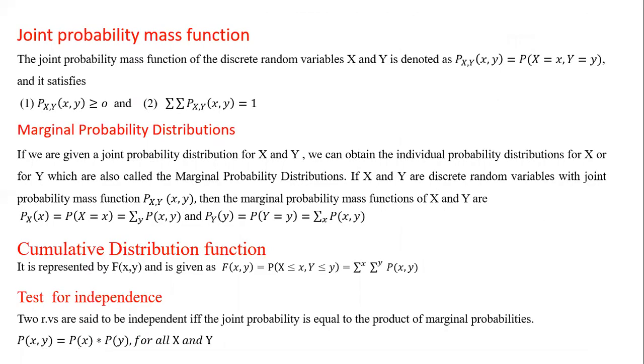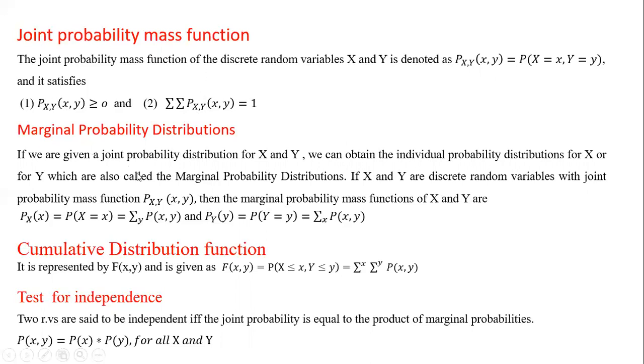The joint probability mass function of the discrete random variables X and Y, denoted by p_{X,Y}(x,y), is nothing but the probability of X equal to x and Y equal to y. It satisfies the conditions p_{X,Y}(x,y) is greater than or equal to 0, and the double summation of p_{X,Y}(x,y) equals 1. Then the function p_{X,Y}(x,y) is said to be a joint probability mass function.